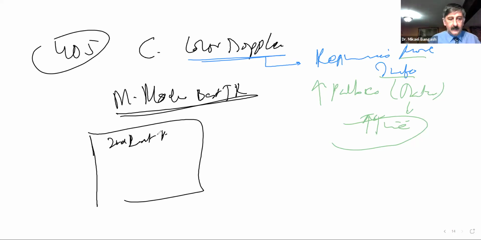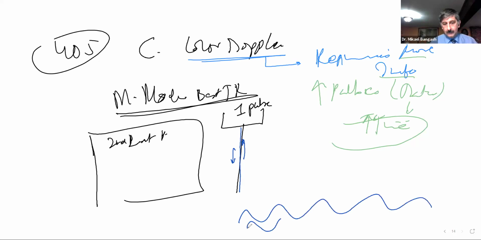Now, what did I say the other day? That single penetration was that single pulse along which the movement of the structure up and down was being recorded, which we then saw on our graph along the M mode. Did that make sense?